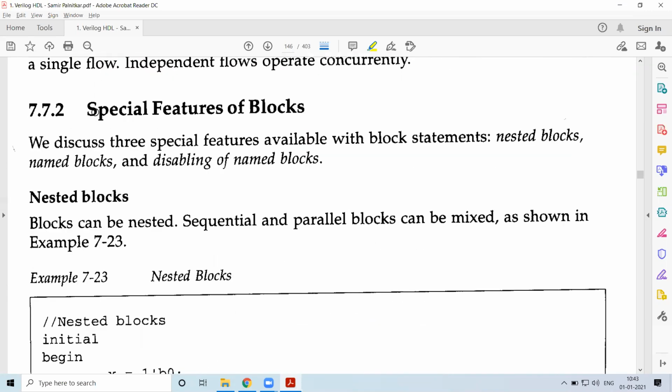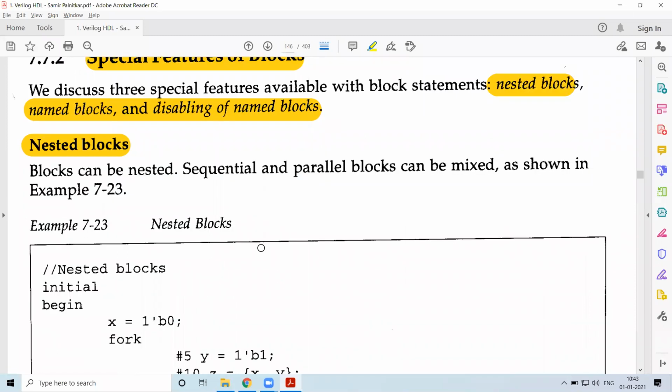So next we have special feature blocks. In that we have nested blocks, named blocks, and disabling the named blocks. Nested blocks, the name itself tells that I can have blocks which can be nested within each other. So here sequential and parallel blocks can be mixed up. So in these cases, the blocks can be nested.